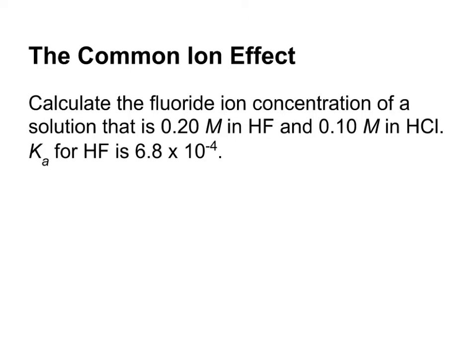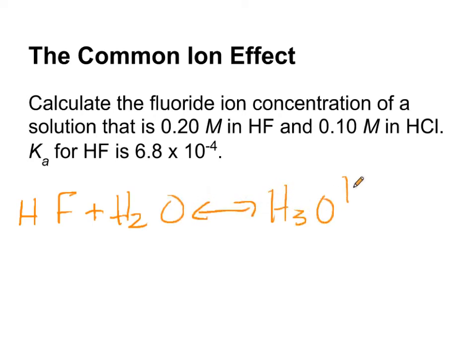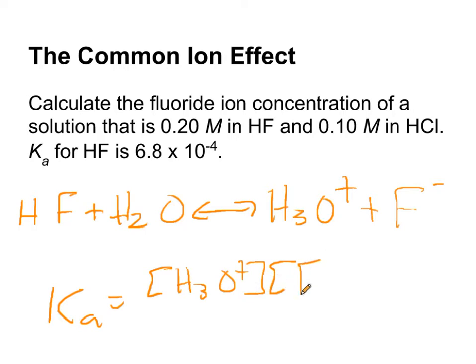So since we're being asked to find the fluoride ion concentration, we're going to look at the dissociation reaction of hydrofluoric acid. HF plus water is going to be at equilibrium with the hydronium ion and fluoride ion. So our equilibrium expression is Ka equals the hydronium concentration times the fluoride concentration, divided by the equilibrium hydrofluoric acid concentration. We'll set up the Rice table and solve this on the next page.